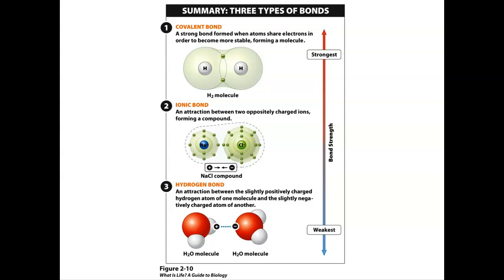So talking about our 3 different types of bonds, you need to know which ones are strongest, which ones are in the middle, and which ones are the weakest. So covalent is going to be your strongest bonds. That's between the 2 nonmetals. Ionic bonds are somewhere in the center. And then the hydrogen bonds are going to be your weakest form of bond that we talk about.